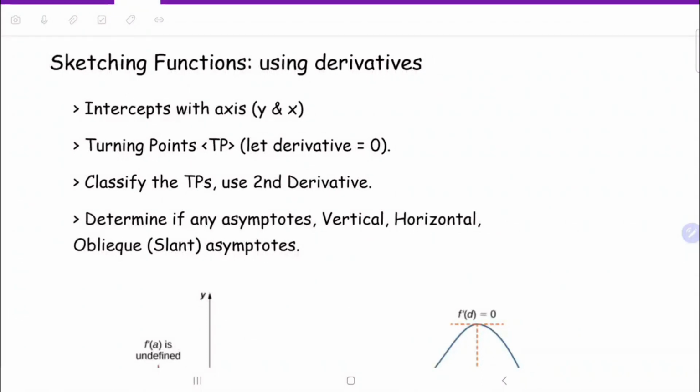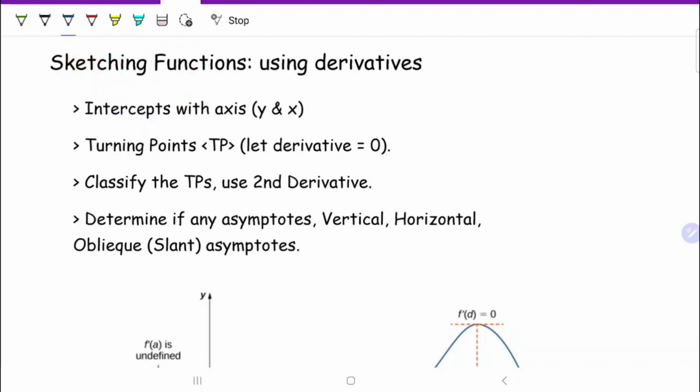All right, welcome to this video. In this video, it is the start of the series of sketching functions, and we're going to sketch functions using derivatives. So what I want us to start with initially is to determine the steps that we need to take in order for us to sketch these functions.